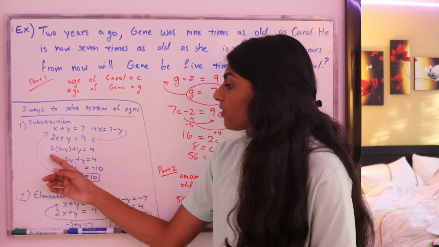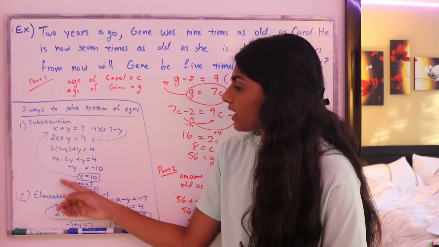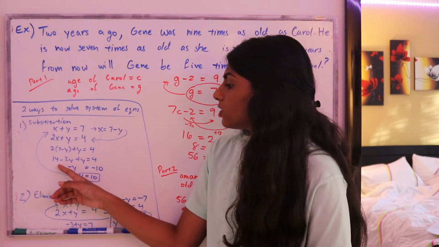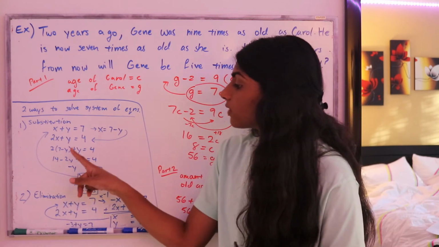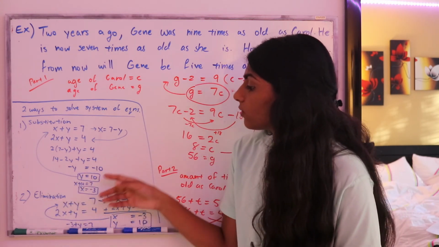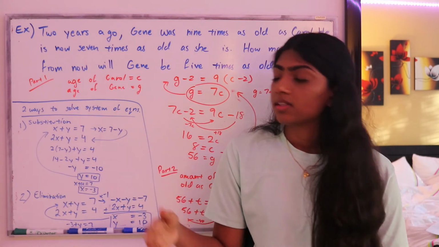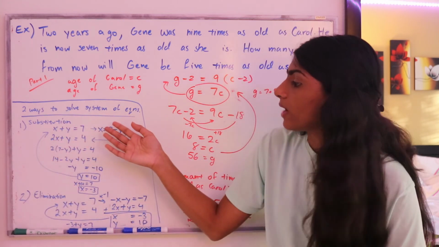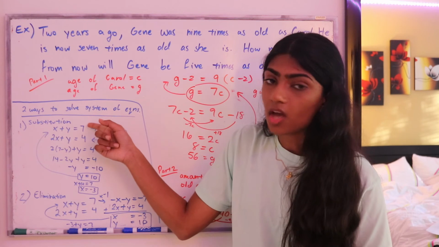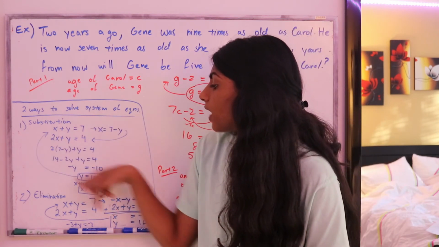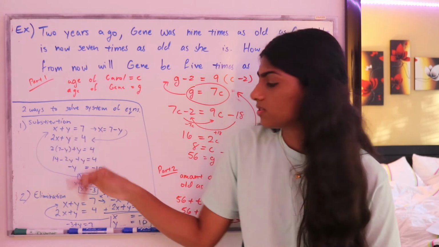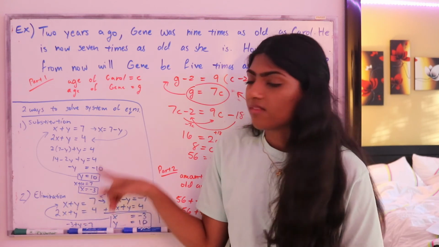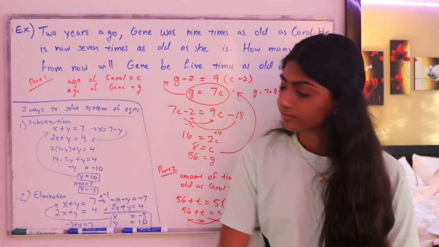After I do the multiplication, I get 14 minus 2y plus y equals 4. Now I put the numbers on one side and the variables on the other, so I eventually get negative y equals negative 10, so I know that y is equal to 10. Then I go back and substitute this into an easier equation, whichever one's easier. This time it's the top one. So I do x plus whatever y is, so y equals 10. x plus 10 is equal to 7. So then I find x, and x is equal to negative 3.